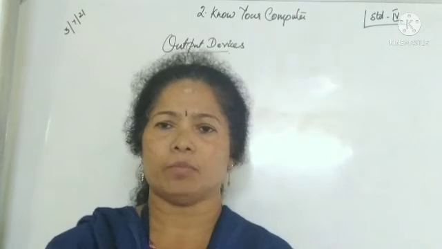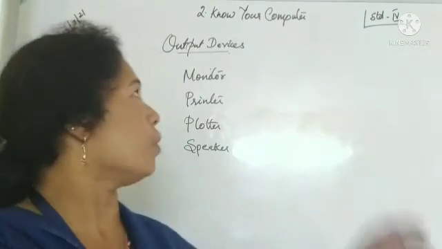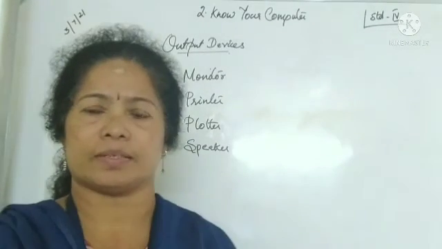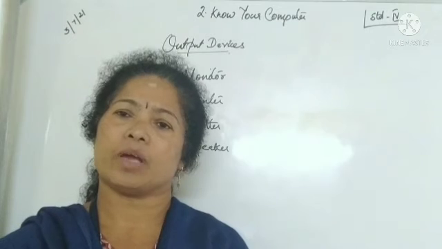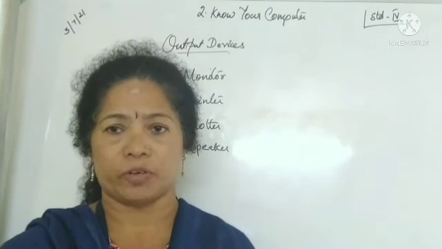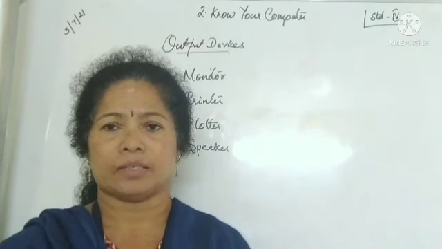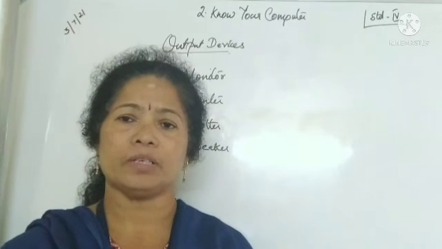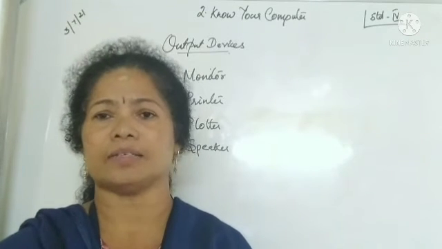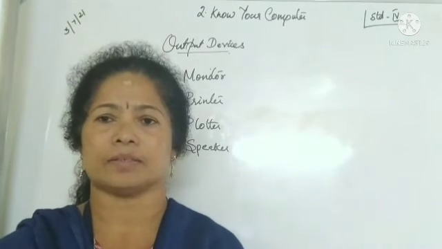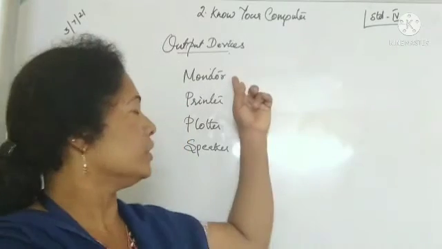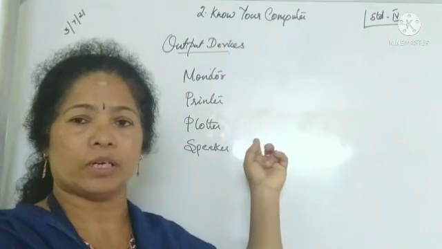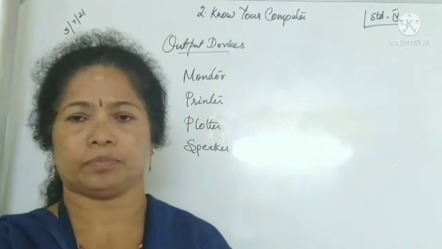Here we can move to our new topic, output devices. Last class we had already studied about the input devices, isn't it? Yes, what are output devices? The devices through which we get the results are called output devices. For example, monitor, printer, plotter and speaker.